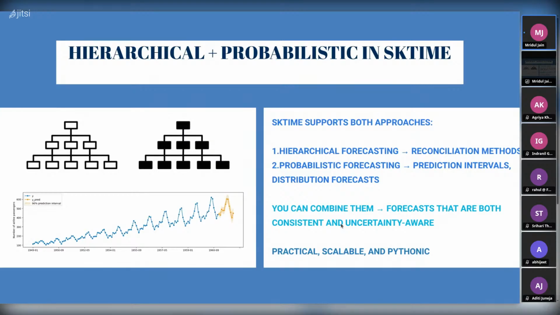So basically, if you are running a company, then you definitely want to calculate the probabilistic forecasting, because you need to then tune your budget according to that. And you can't have any single number, because the likelihood of touching that number, or keeping the sales around that number, is very less. So you need to have probabilistic ranges, and that's where the probabilistic forecasting in sktime helps you a lot.